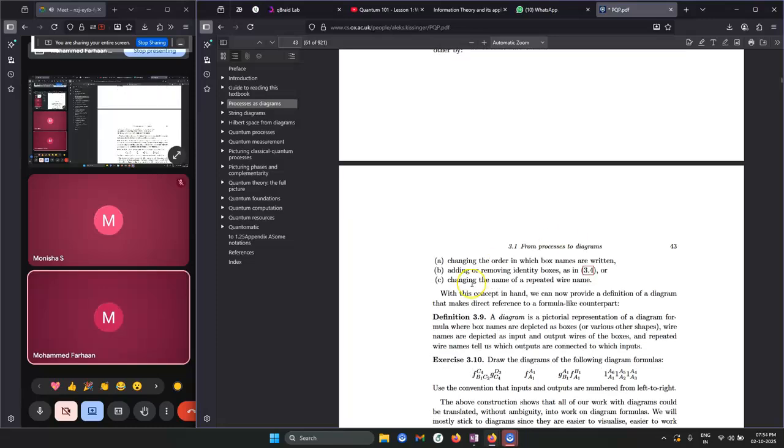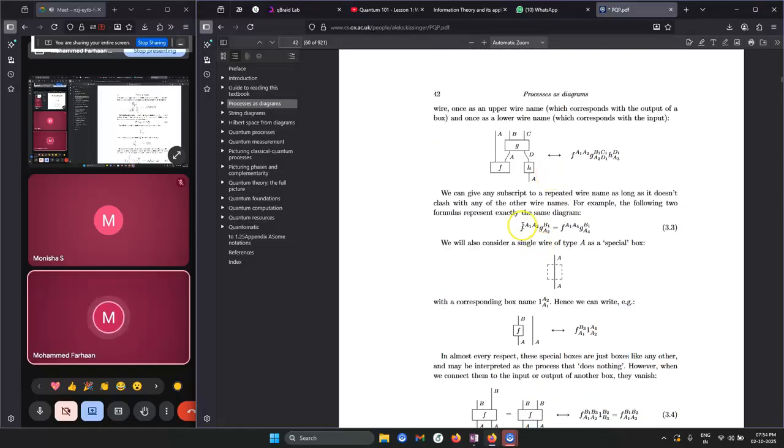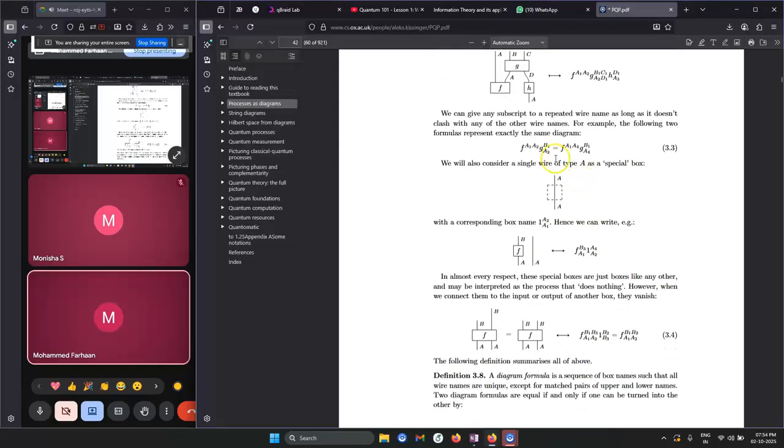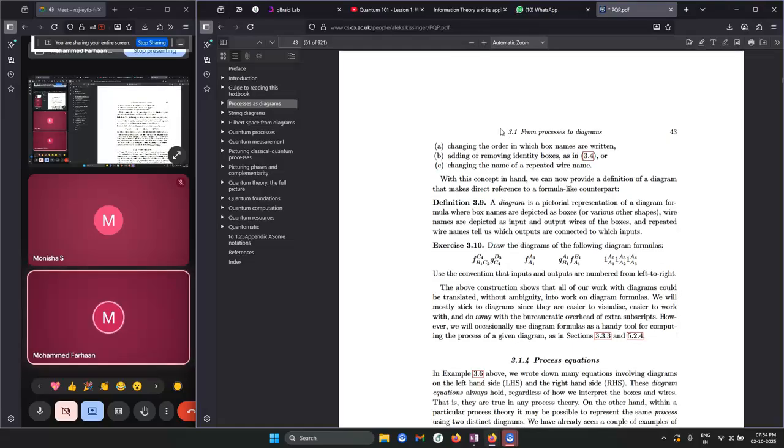And changing the name of a repeated wire name is what we saw in, where is that example? This, 3.3. Make sense so far? Here A2 is changed with A4, and hence these diagrams are equivalent. The wire A2 and A4 are repeated in this case. They're different names for the exact same wire. Hence the wire is repeated but the names are not.